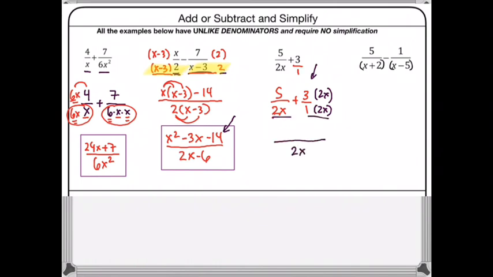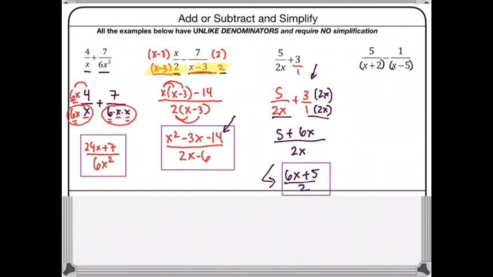Because that would be 2x, and that would be 2x. And now we need to clean things up. We get 5 plus 6x. Looks like that's all that we can do. So I'm going to put that in standard form: 6x plus 5 over 2x, and that is going to be our simplified version.